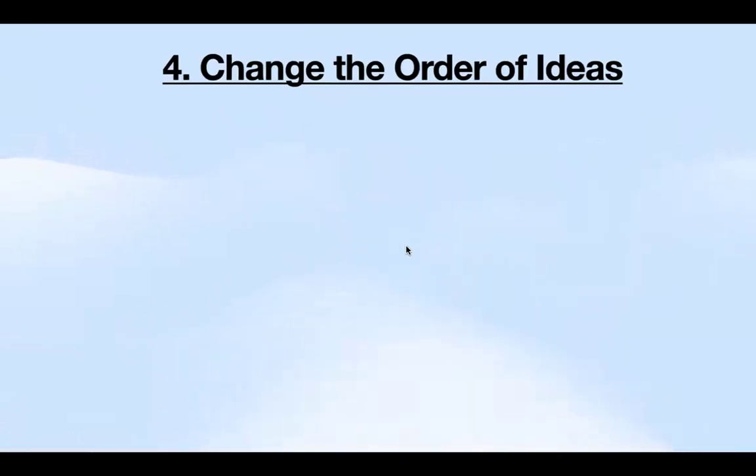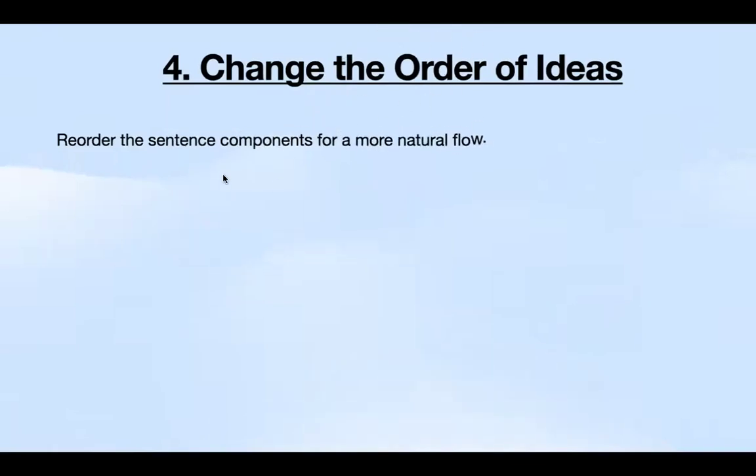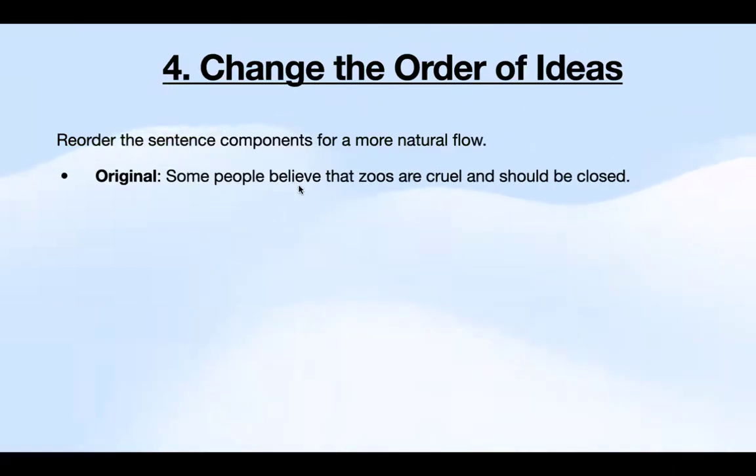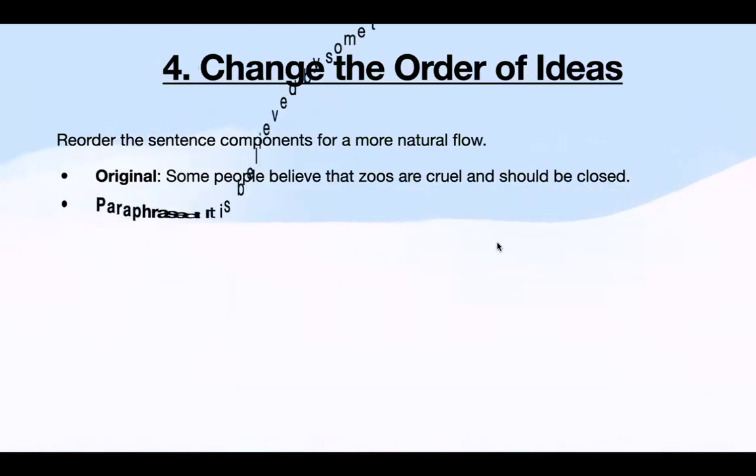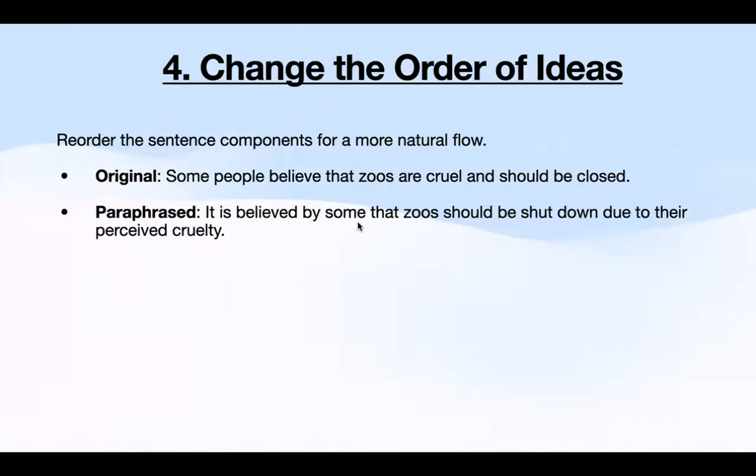You can change the sequence of ideas. That is, reorder the sentence components for a more natural flow. For example, some people believe that zoos are cruel and should be closed. So we are saying that zoos are cruel and should be closed. So I can rephrase it as: it is believed by some that zoos should be shut down.